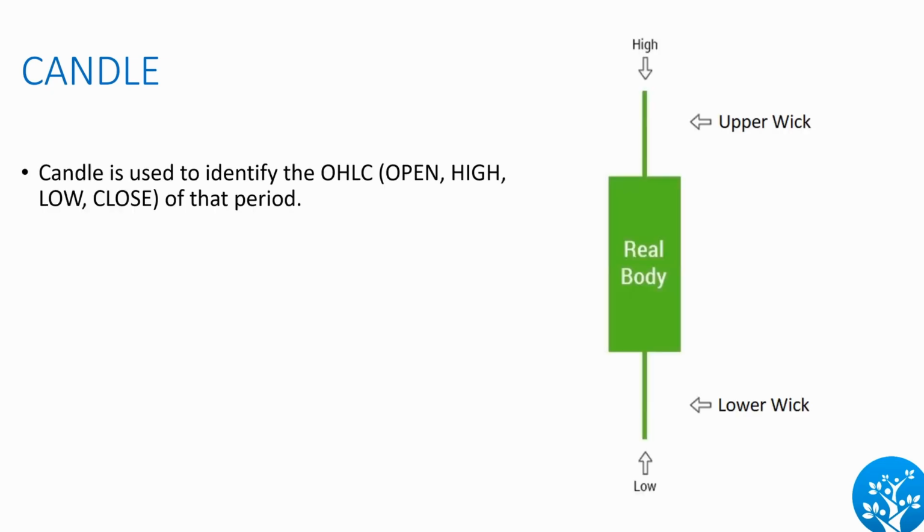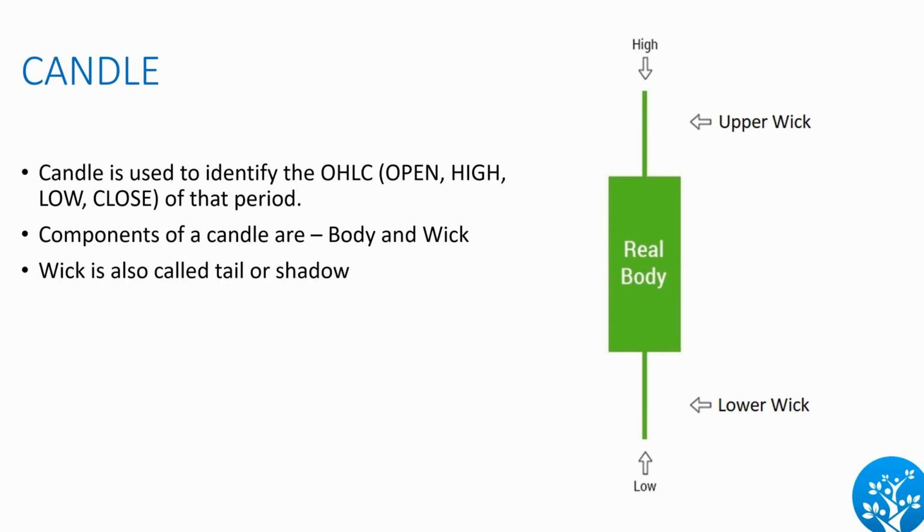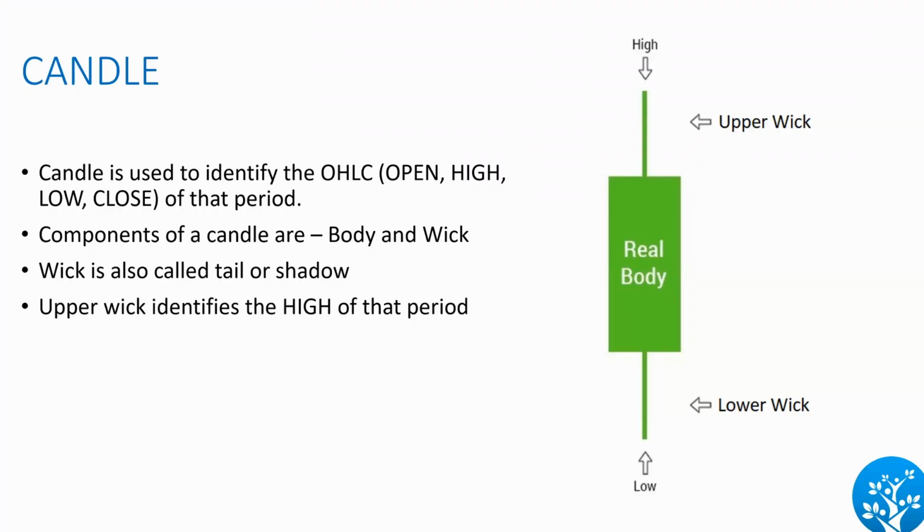So just to start with the very basics first, what is a candle? We already know that a candle is used to identify four values: the open, high, low, and close of that particular period that the candle is representing. Then we also know that a candle has two main parts. One is the body and one is the wicks. There are two wicks, upper wick and lower wick. A wick is also called a tail or a shadow. So you can also say it's an upper shadow or lower shadow. The upper wick is used to identify the high of that period, whereas the lower wick is used to identify the low of that period.